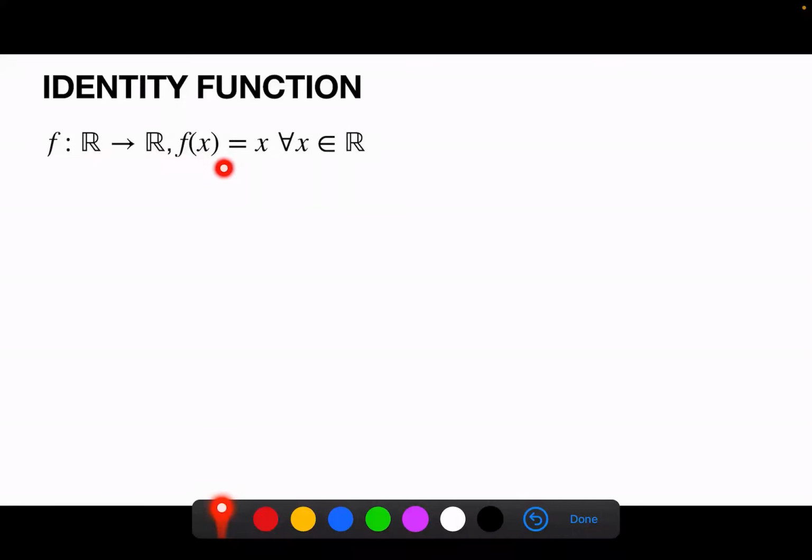This is the way you write it, guys. Slowly you will understand it. f of x is x. Or instead of writing f of x is x, you can also write y is equal to x, because in most cases we take y to be the output and x to be the input. It need not be like that, but in most cases we do that.